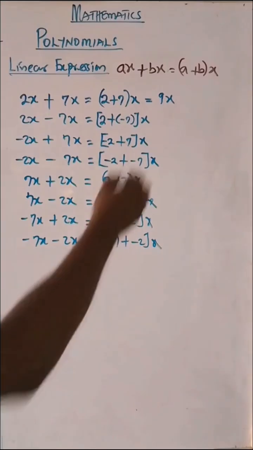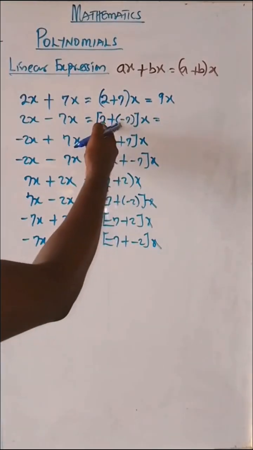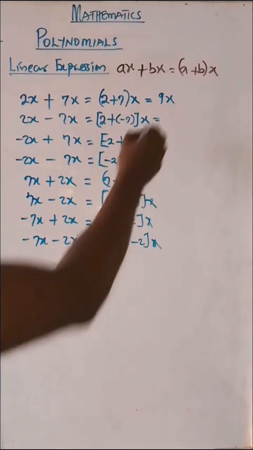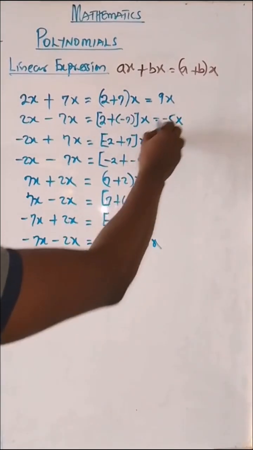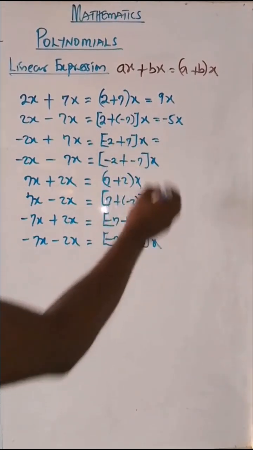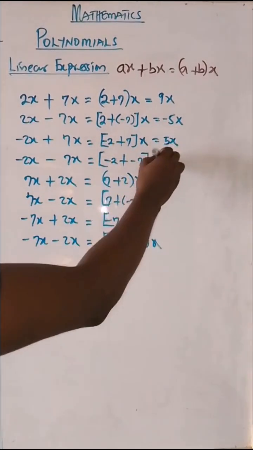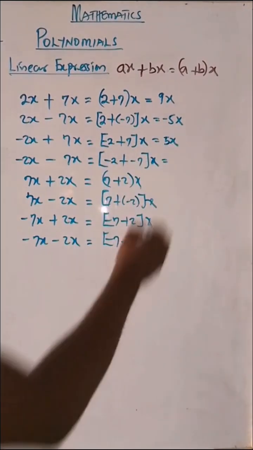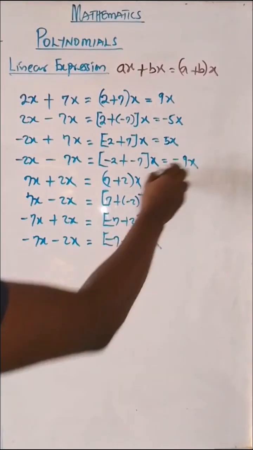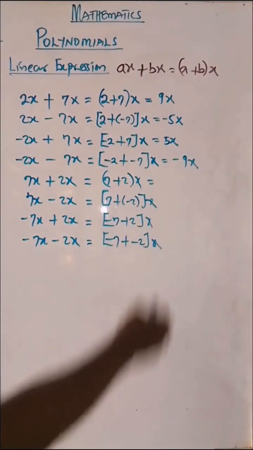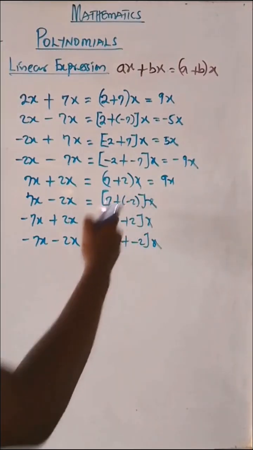So what will be the final answer here? Remember we've done this before. What is 2 minus 7? Minus 5x. So what is minus 2 plus 7? 5x. Minus 2 minus 7? Minus 9x. 7 plus 2? 9x.